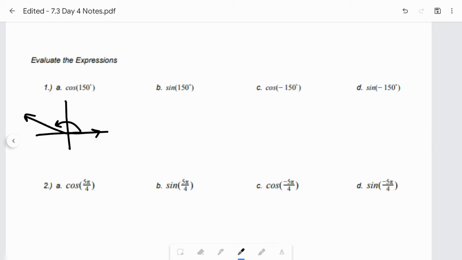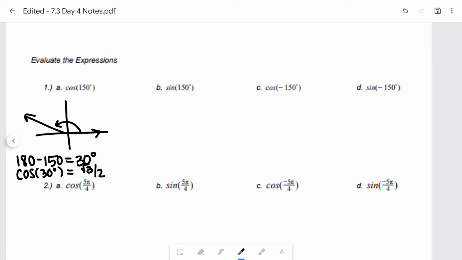Next, I want to find my reference angle. So I know that I'm in quadrant 2. So when I'm in quadrant 2, I want to take 180 degrees and subtract 150. That leaves me with 30 degrees. That's my reference angle. So now I can take cosine of 30 degrees, and if you don't know this yet, we just wrote them all down on the front side in that table. So cosine of 30 degrees is equal to root 3 over 2.